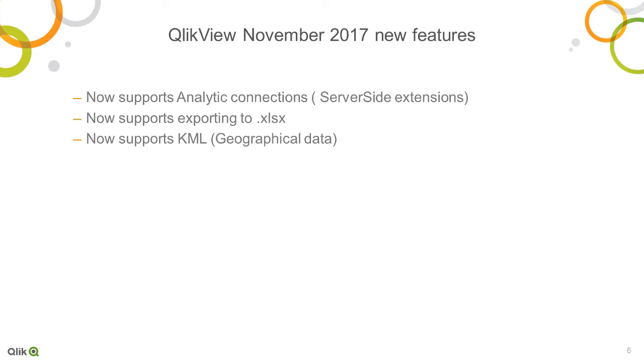We are a bit late on this one, I'll freely admit, but when you do a send to Excel export, we're now supporting sending to XLSX as well, so we're supporting the current Office versions. And QlikView November 2017 also supports KML, loading geographical data into QlikView documents as, for example, coordinates for a map or something like that. So that's a new feature that went in as well.